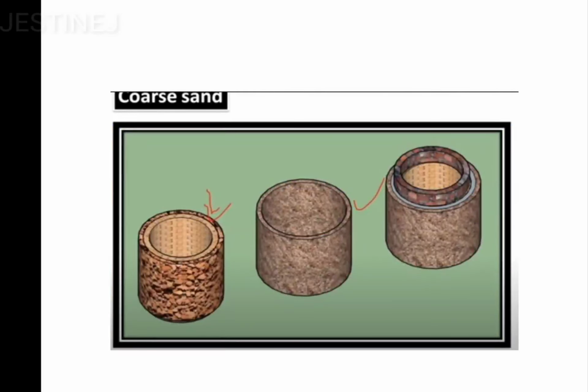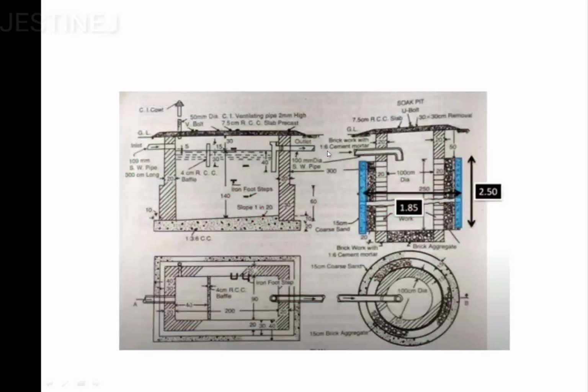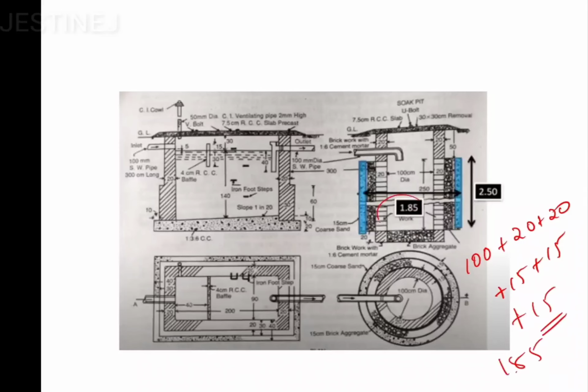And the next cylindrical portion you are going to analyze is the coarse sand, the third cylinder. Here the blue color represents the coarse sand, and for that also you have to take the dimensions. If you observe, inside 100, then 20 plus 20, then 15 plus 15, then again both the sides are 15 and here also 15, you have to take the half. If you add up those values you will get 185 or 1.85 meter.